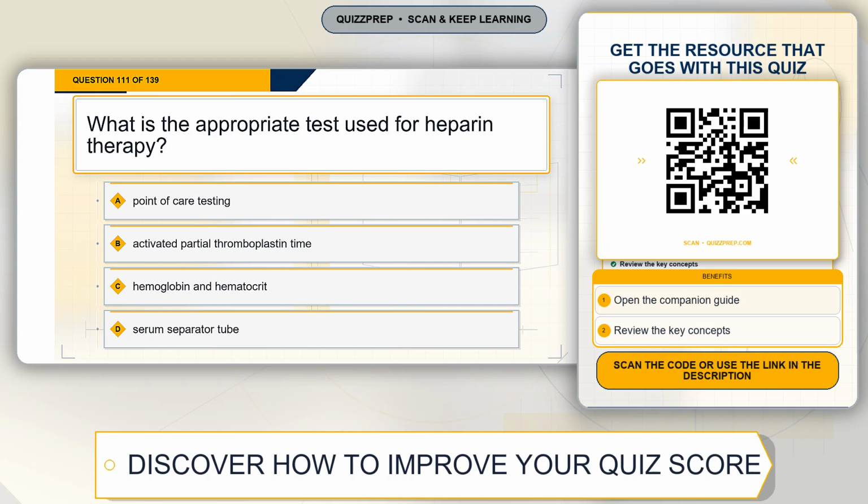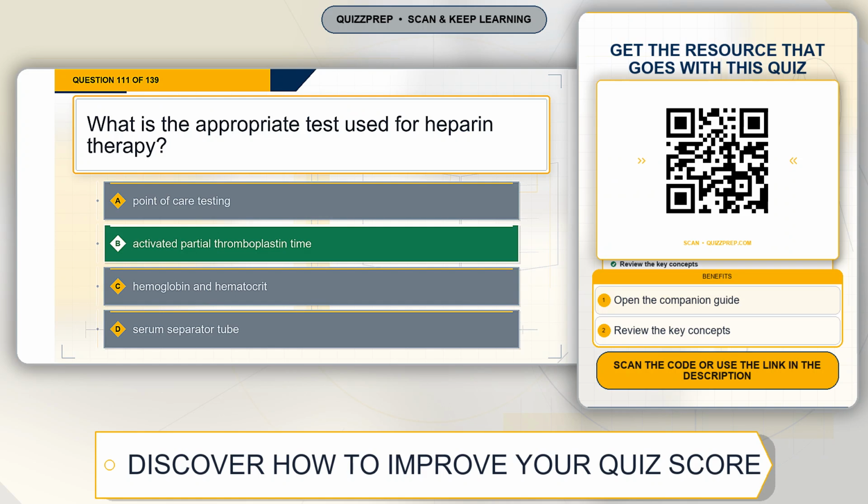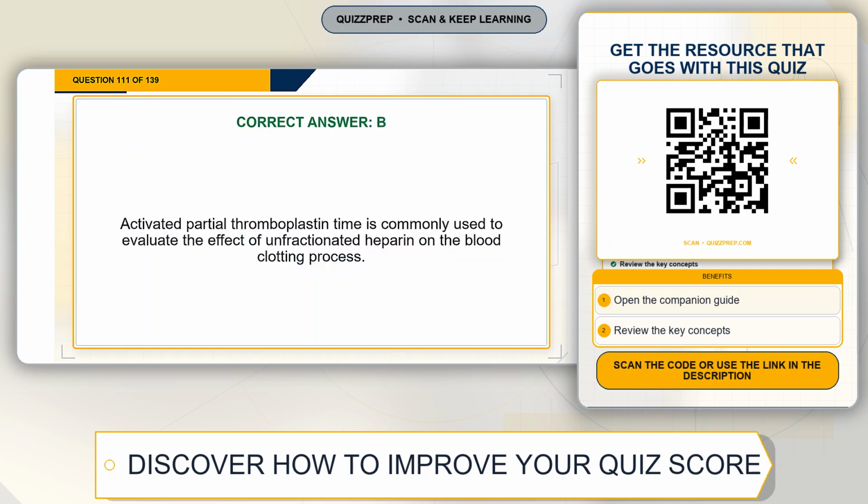Question 111. What is the appropriate test used for heparin therapy? Option A, point-of-care testing. Option B, activated partial thromboplastin time. Option C, hemoglobin and hematocrit. Option D, serum separator tube. The correct answer is option B, activated partial thromboplastin time. Explanation. Activated partial thromboplastin time is commonly used to evaluate the effect of unfractionated heparin on the blood clotting process.